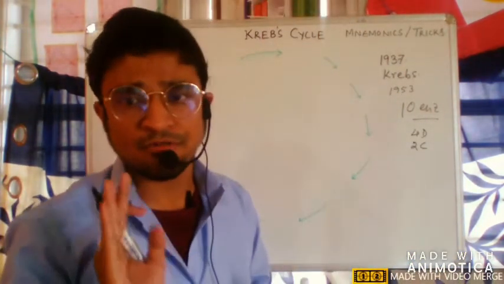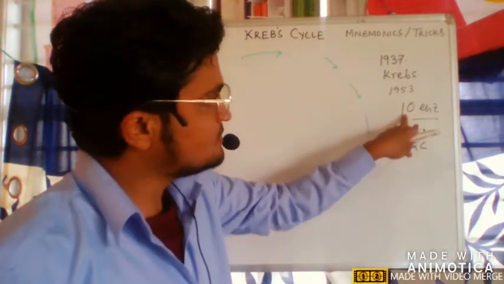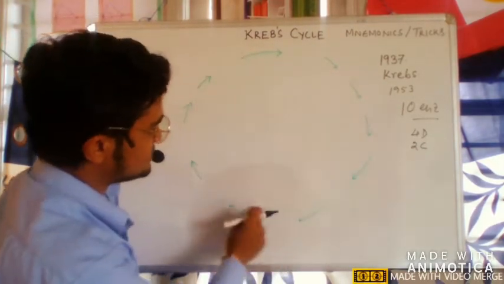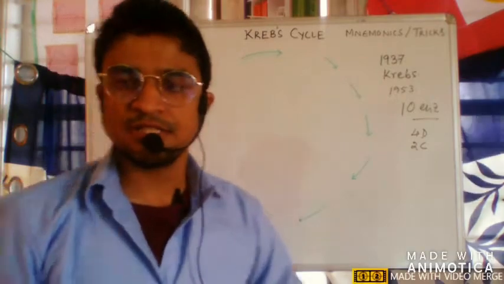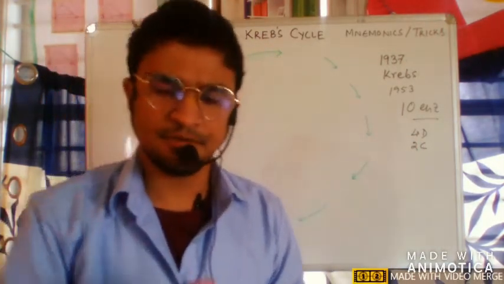What should be the first step to remember it? First, you know that 10 enzymes are there, so first you draw 10 arrows: 1, 2, 3, 4, 5, 6, 7, 8, 9, 10. This is the first step. So this is the logic, 10 enzymes, which means 10 arrows are present.